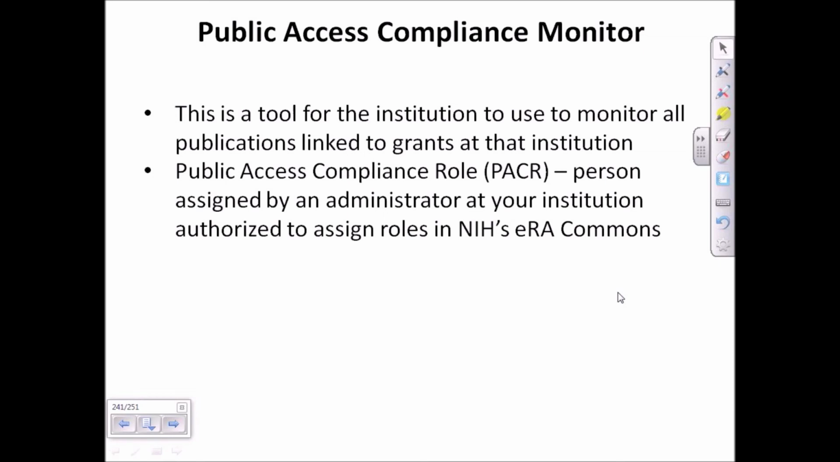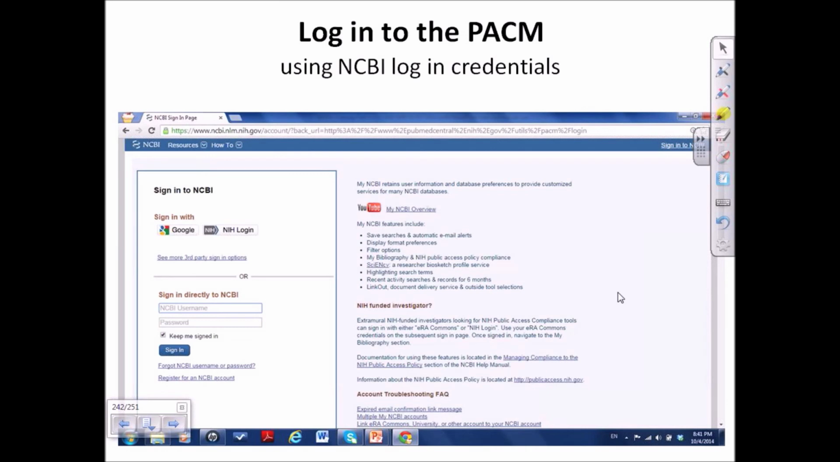What you should do is ask your Office of Sponsored Programs to assign an individual, a staff member here at the school, to be the Public Access Compliance Role, PACR. And this person can only be assigned by whoever it is at your institution who assigns ERA Commons IDs. So there's somebody here who is responsible for giving investigators their ERA Commons ID, that person would also be the same person that could assign the PACR. And this is the link to it.